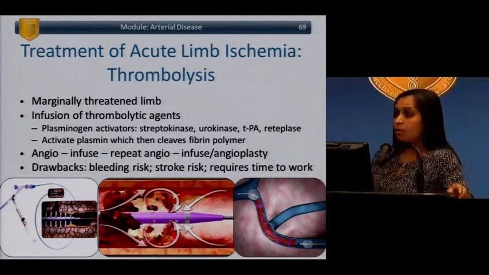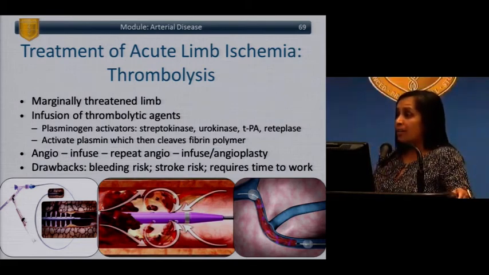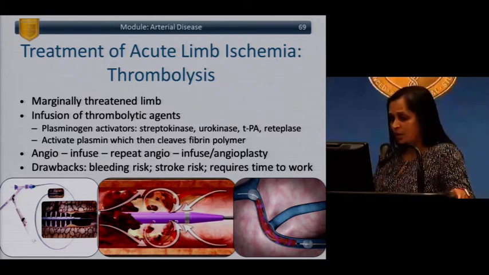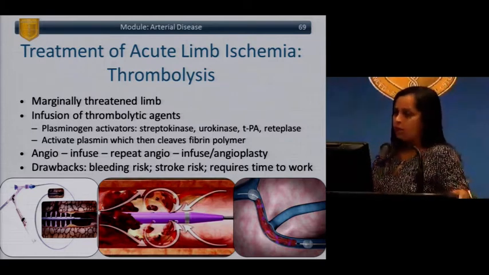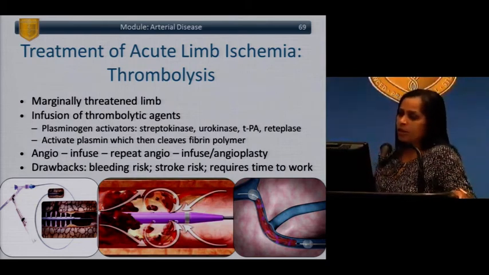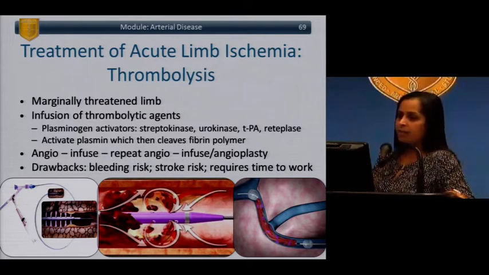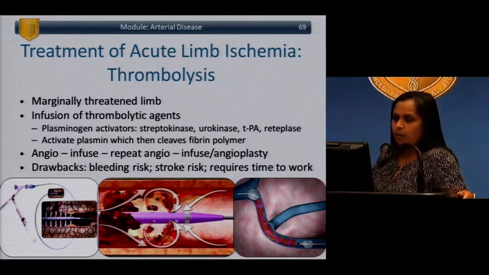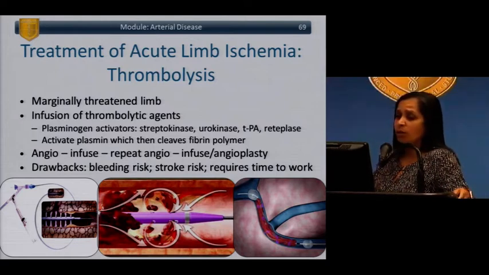In somebody who has a marginally threatened limb, you can consider doing thrombolysis. This is a patient who does not have motor dysfunction yet. Once they have motor dysfunction, we consider that an immediately threatened limb. So the way to do this is to get a catheter in place at the level of the thrombosed vessel and then infuse thrombolytic agents. And typically the agent used today is a form of TPA. You want to give a pulse bolus at the time of the procedure and then drip the TPA in over a period of time, usually 12 to 24 hours, and then repeat the angiogram.